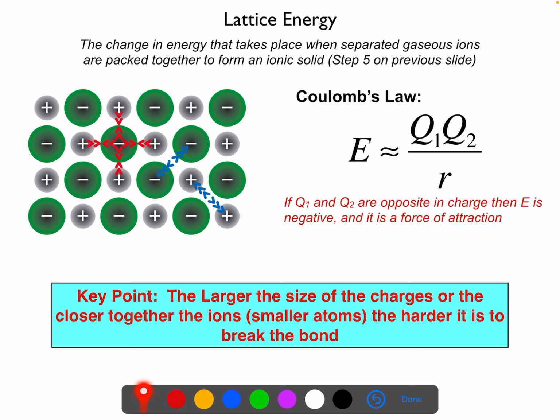So the key takeaway of this lattice energy is basically the larger the size of the charges, or the closer together the ions, the harder it is to break the bond. Right? And lattice energy is a measure of how much energy it takes to break apart the ions. So the bigger the charges, or the closer together, the more energy it takes to break things apart. Let's look at two examples.